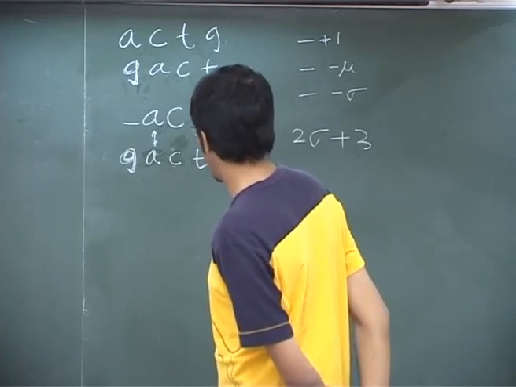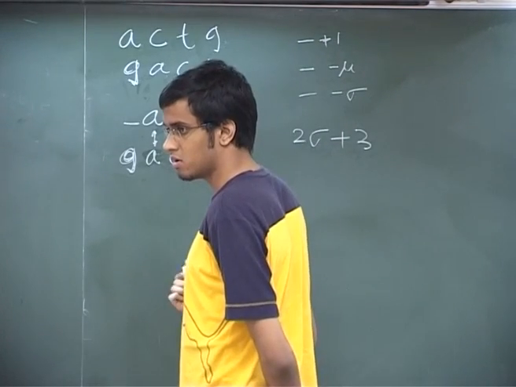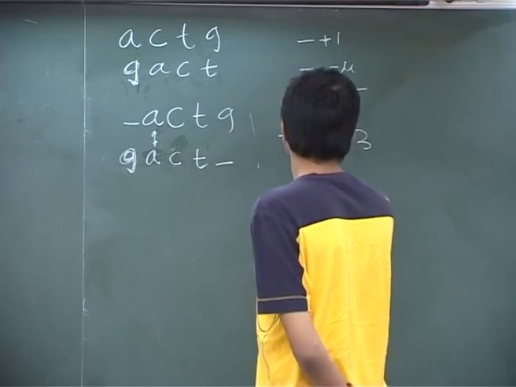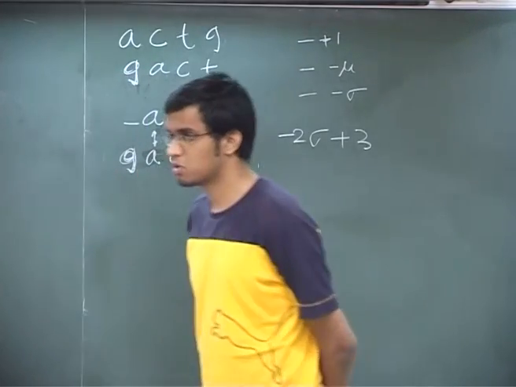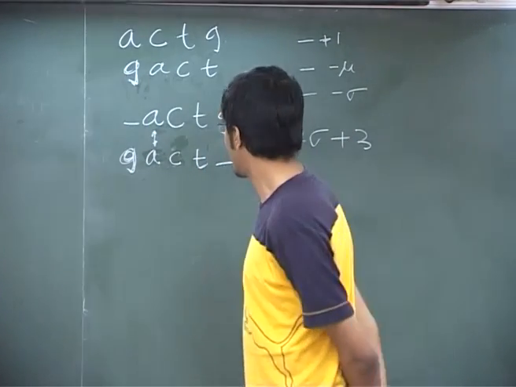So what I need to do is maximize the scoring. The score is minus 2 sigma plus 3. I need to maximize the total score possible. This is the basic problem of sequence alignment.